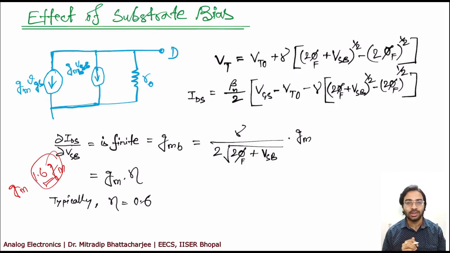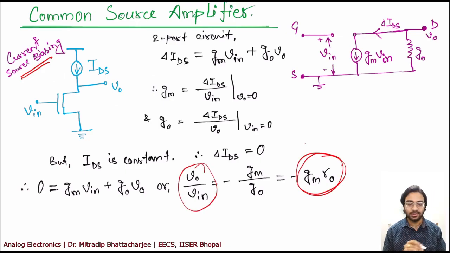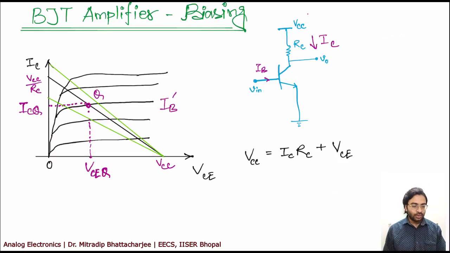Especially power is one of the major requirements. Apart from this, it may also shift to the other region, other mode, which is not desirable and will make the amplifier not work properly. Then I have shown you one current source biasing and also derived the value of V0 by Vin, that means the gain, which is gm into R0. I did the same thing previously as well in the previous slides. In this way also we got the same amount of gain.